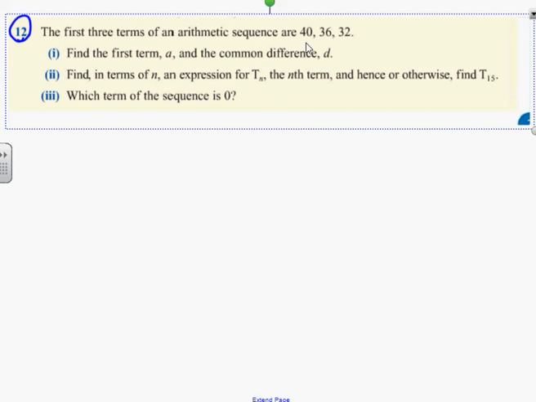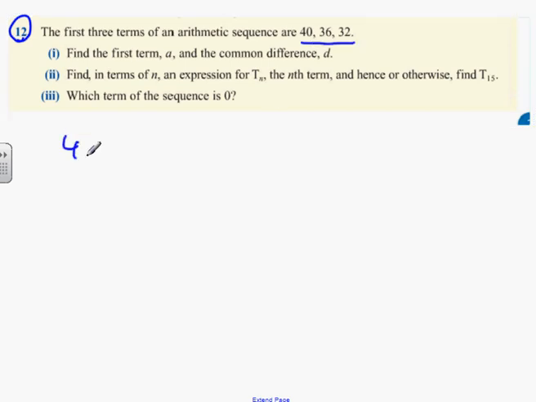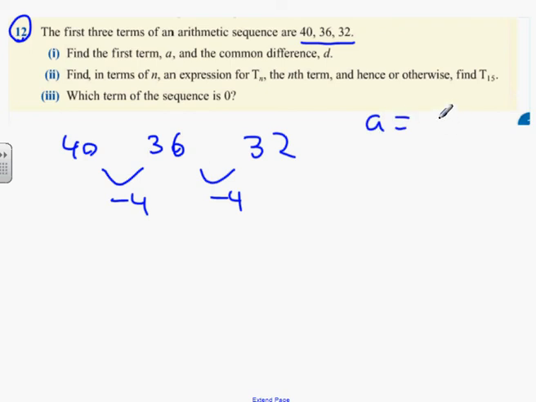So arithmetic series 40, 36 and 32. What's the gap? Minus 4. Okay. What's the A value? 40. D value? Minus 4. Okay, and finally, what's the formula I'm going to use? A plus n minus 1 times d.